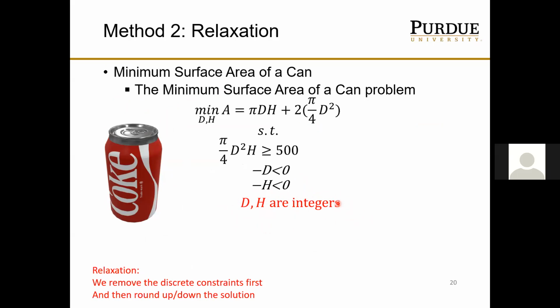So how about we relax this constraint? We don't consider it, we just remove it, and then we solve it. That would give d of about 8.61 and h of about 8.6. That would be the solution for this continuous problem. But of course, we hope d and h should be integers. So what should we do?